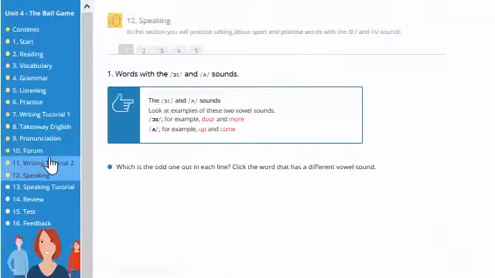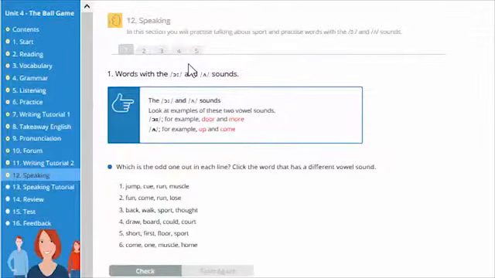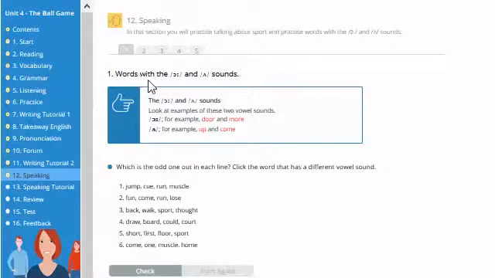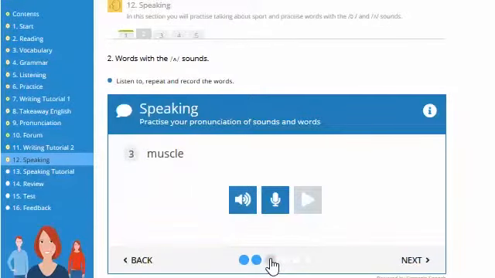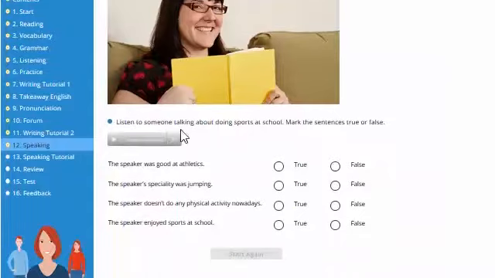In the speaking section, we have a series of exercises that sensitize students to different aspects of pronunciation and provide speaking practice through the speech recognition tool. The first exercise focuses on the difference between two vowel sounds. And in the second and third exercise, students practice saying words with the muscle and or sounds. This is followed by a listening exercise where they listen to someone talking about sport.